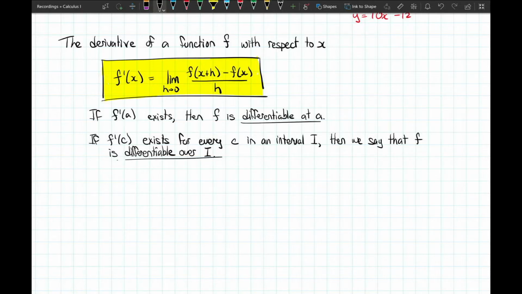And if we use this definition, we can calculate f prime of x and then just plug numbers in as we want to find the instantaneous rate of change of the function at any value where it's differentiable.